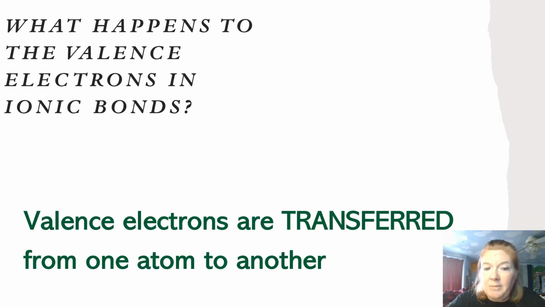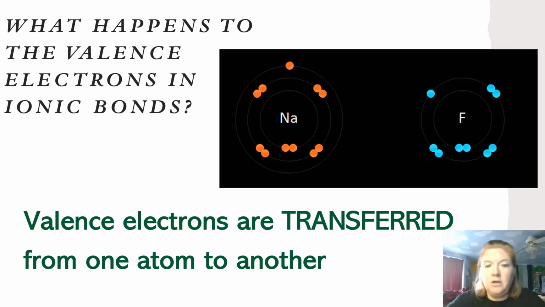What about in ionic bonds? Well, in ionic bonds, valence electrons are transferred from one atom to another. So one atom ends up as an ion with a positive charge, and one atom ends up as an ion with a negative charge. Okay, the electrons are transferred. In this case, sodium would transfer its valence electron over to fluorine.